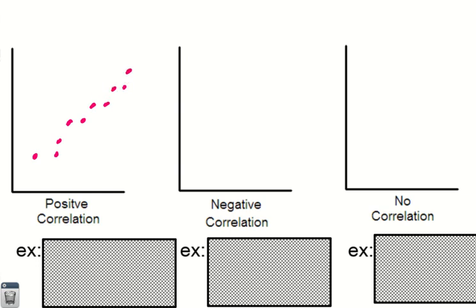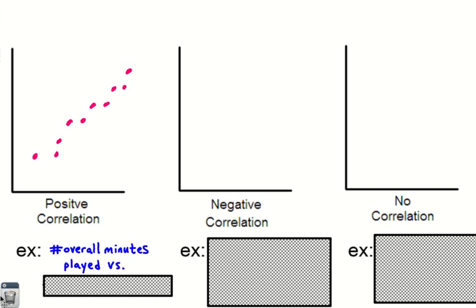And another example of that would be number of overall minutes played versus what? Let's say this was LeBron James in the NBA. The more minutes he plays, right? Let's say as they increase. So as the number of minutes played increases, what else might also increase along with the minutes played?